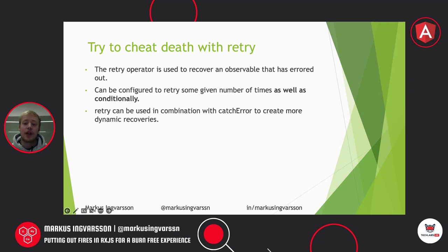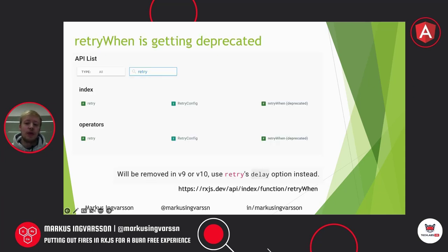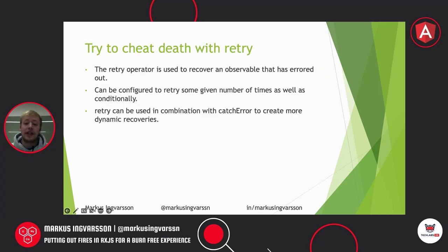There is a way to recover from observables that have errored out, and that is through the retry operator. The operator can be configured to decide how many times it should retry and when it should retry. retryWhen used to be the go-to option when we wanted to retry conditionally, but now it's possible to do so with a regular retry operator as well. We can combine retry together with catchError to create some dynamic recoveries, which we will see right now.